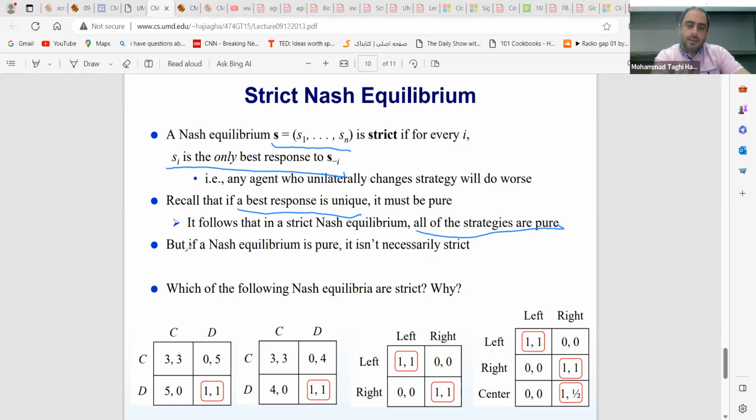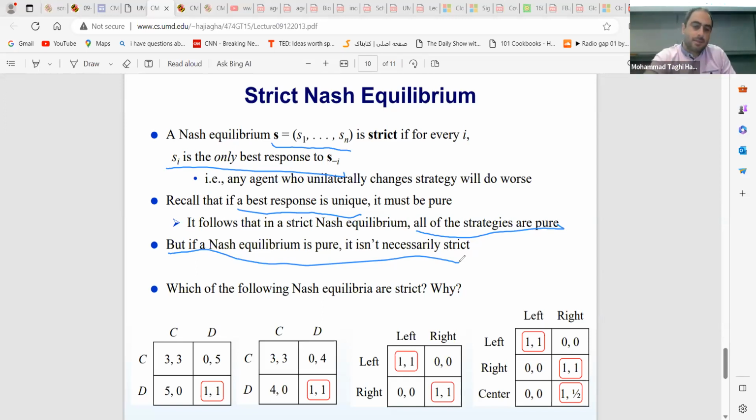It is not hard to see that if a Nash equilibrium is pure, it is not necessarily strict. Why? It might be that everything is pure, and in some sense pure ones are the ones that we like the most because they are easier to find or check. When we say the Nash equilibrium is pure, it means that all strategies taken by all agents are pure. Pure Nash equilibrium means every strategy in this strategy profile is pure. It might be the case that the Nash equilibrium is pure but not necessarily strict, because there might be two best responses that have the same value.